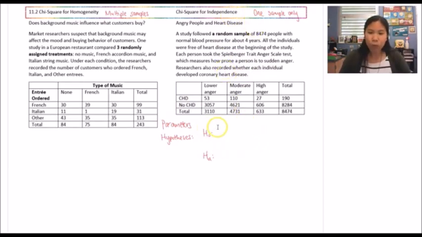So for our hypotheses and our parameters, since we are dealing with sentences for our hypotheses, then our null hypothesis should be that there's no difference between them, or if you want to think about it as there's no association between these two variables.